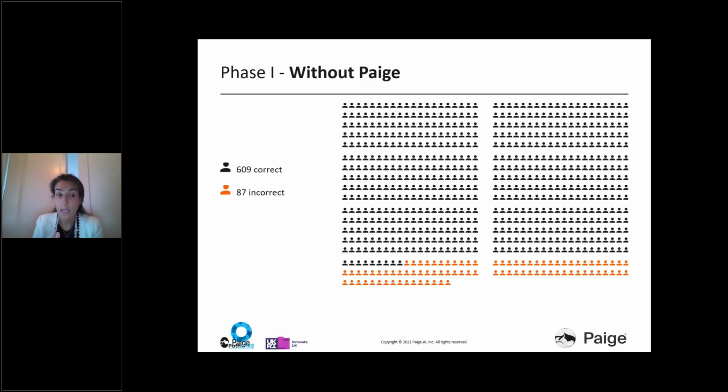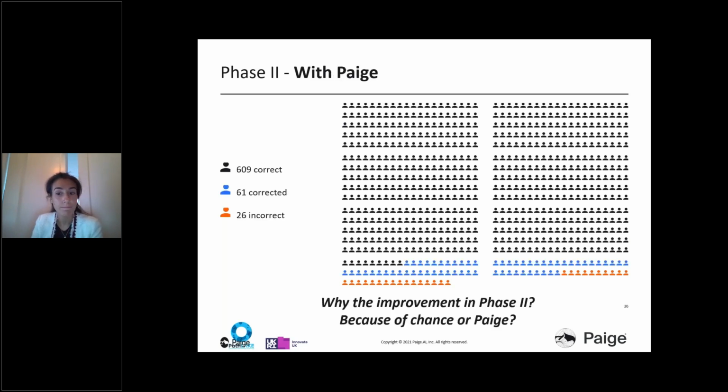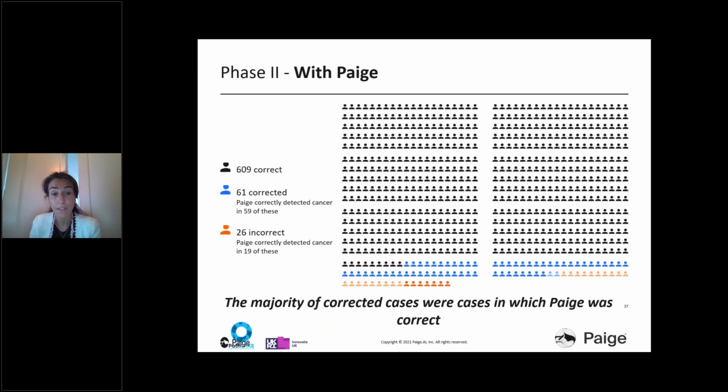In phase 1 of the study, without Paige, the aggregate number of whole slide images classified incorrectly, false negative or false positive, by pathologists was 87. In phase 2, with Paige assistance, 61 of those 87 whole slide images that were initially incorrectly classified became correctly classified. They were corrected. Why the improvement in phase 2? Because of chance or because of Paige?